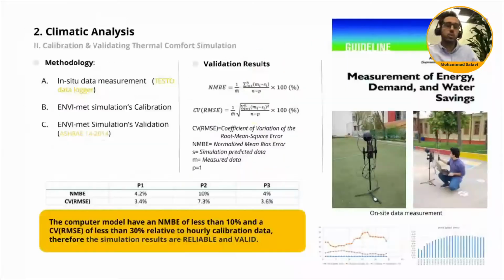In order to validate the result, the schoolyard's climatic data were measured experimentally in situ using tested data loggers. Then the ASHRAE Guideline 14 was used to calibrate and validate the simulations. The results were valid and reliable since the computer model had an NMBE of less than 10% and a CV(RMSE) of less than 30% relative to hourly calibration data.